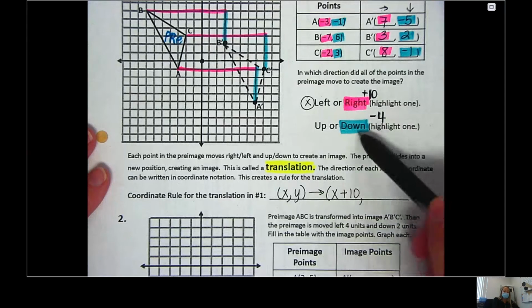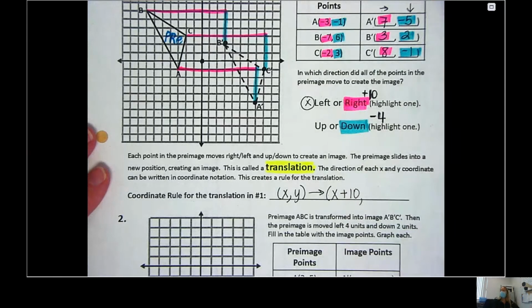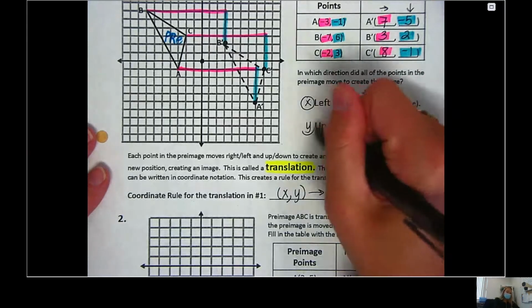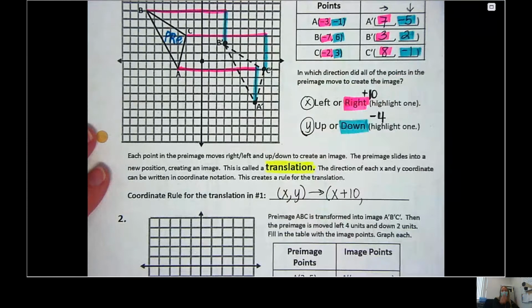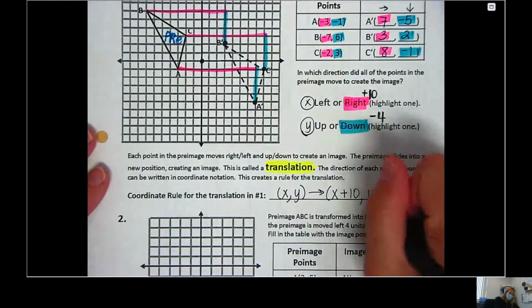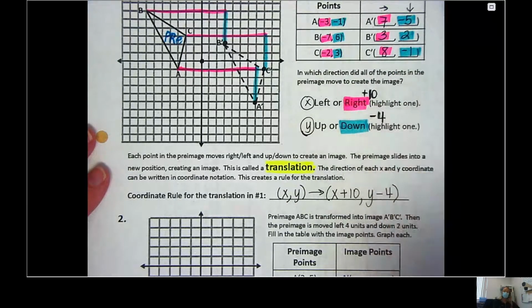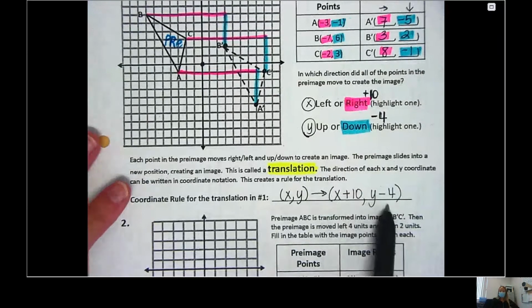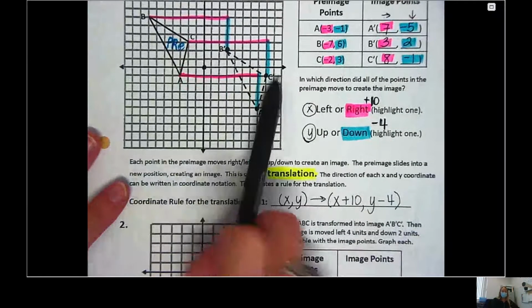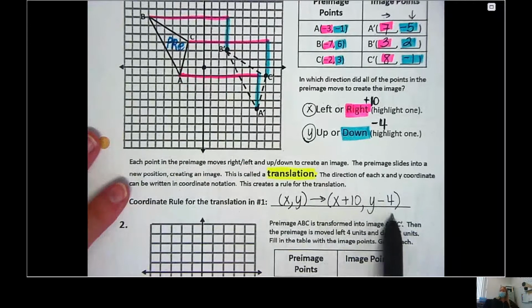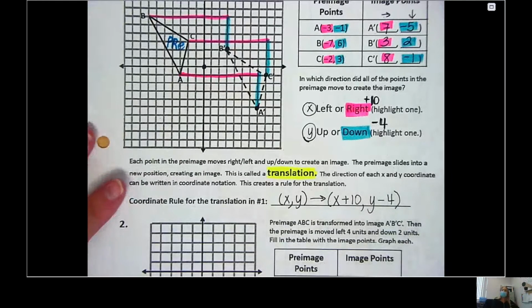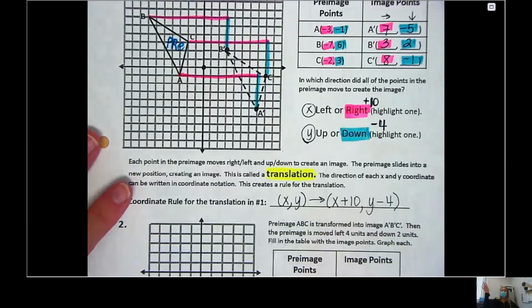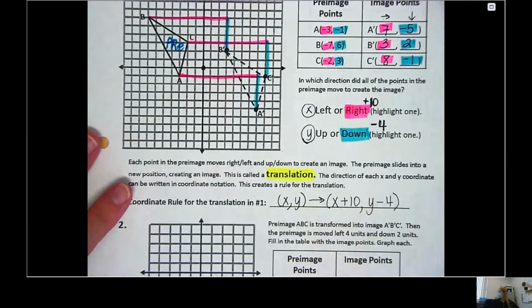If I'm going down 4, is that the x or the y? The y. And since I'm going down, it's what kind of 4? Negative. So it's y minus 4. And there's your rule. So this mathematically tells you what happens in this picture. It says go to the right 10, go down 4. And that's it. That's all translation is. So if you can do this part here by writing the graph, the rest of it's super simple.